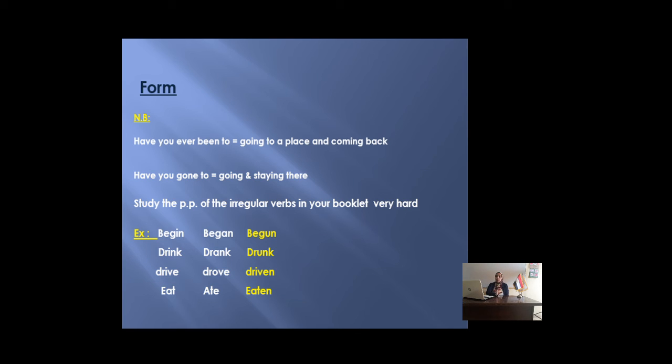It means going to a place and coming back. But have you ever gone to the States? It means that you stayed there and you're still there. It means going and staying there. You are not back yet.